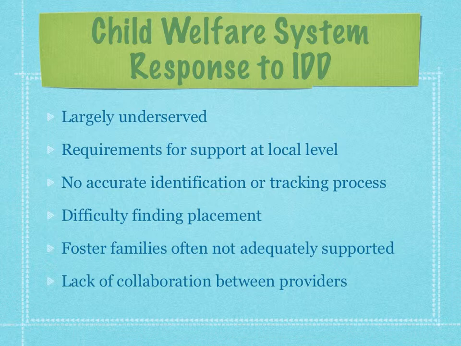CPS workers often find children with disabilities difficult to place. Providers of foster care may be reluctant to take in a child with disabilities for fear that their needs will be difficult to meet. Many of these children get placed in group homes as a result. When children with IDD are placed in homes, foster families often are not given enough information about their child with IDD prior to placement and do not have adequate follow-up services. There is a general lack of collaboration between providers and minimal use of multidisciplinary approaches to serve the diverse needs of children with IDD in the child welfare system.